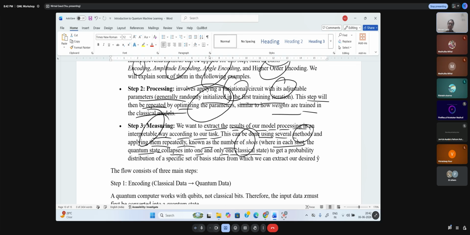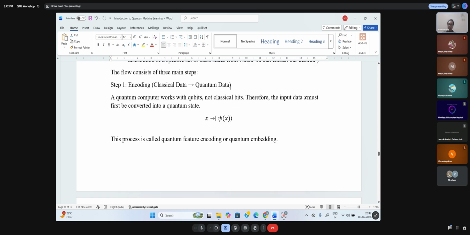They told that measurement can be done according to the number of shots, where each shot is a quantum state collapsing to one and only one classical state. The quantum state will collapse and it will give you either 0 or 1. This is called measuring. It will collapse. Got it?